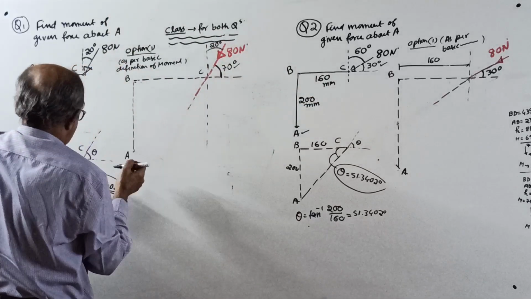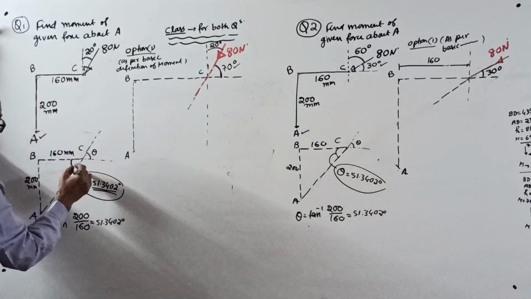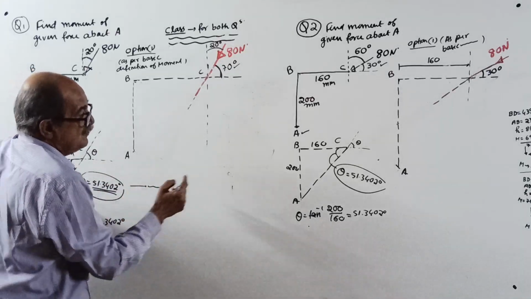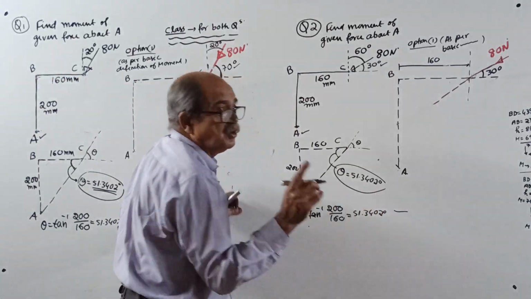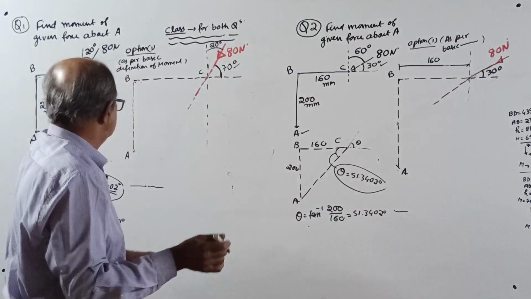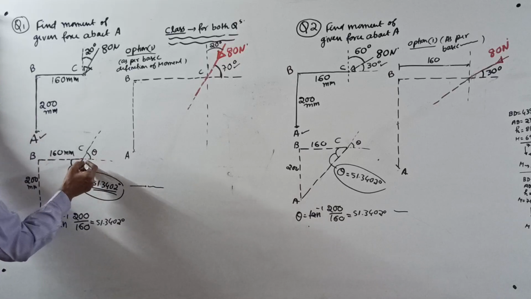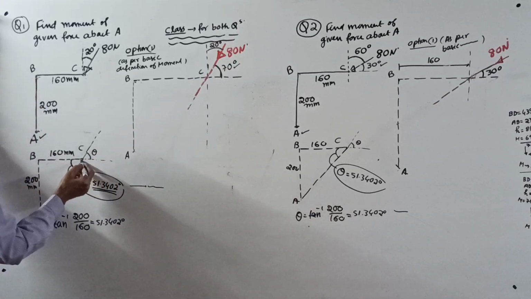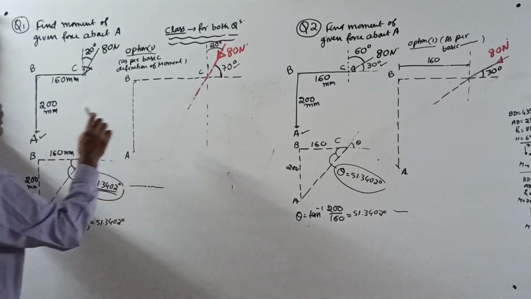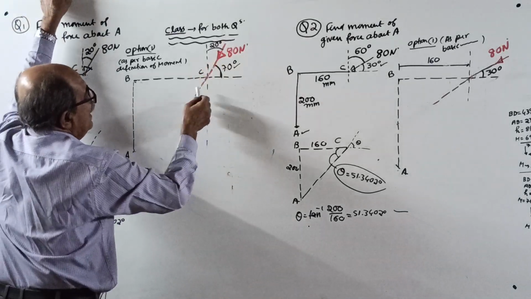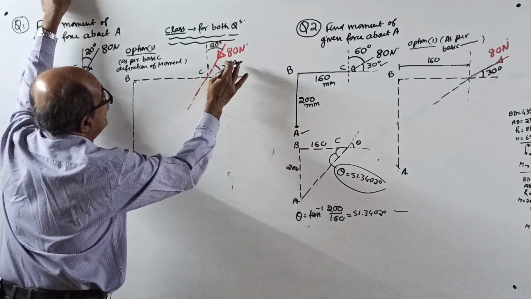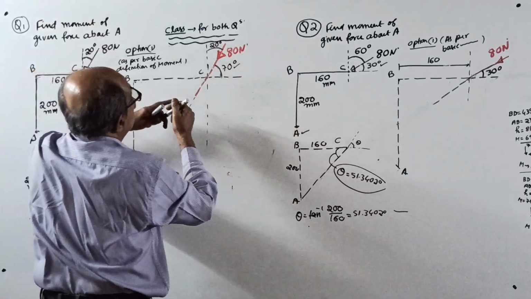Now see here. You have to write this in the class. I will dictate for both questions. Those who are serious should write in the notes. Start. If I join C to A, this line makes angle of 51.34 degrees. But the force is making angle of 70 degrees. This is 70 degrees. Actually, it is a little out of scale. It should have come a little more stiff.